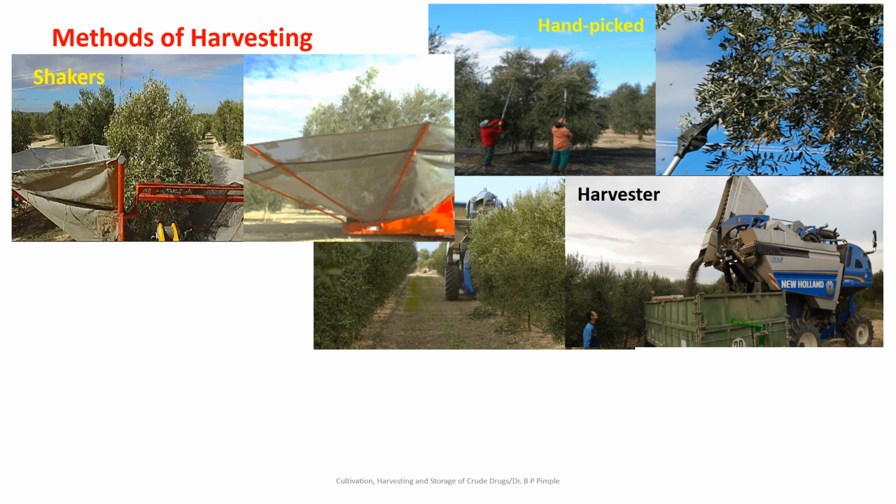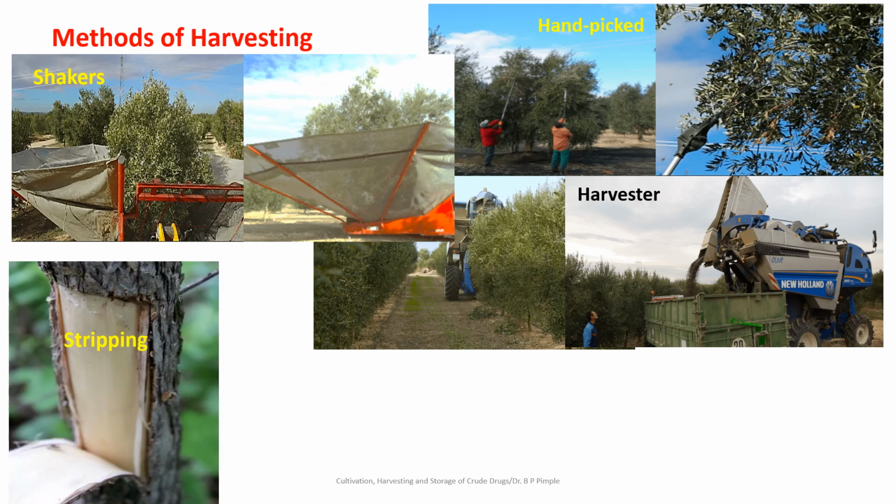As far as barks are concerned, the barks can also be harvested by various methods, like giving a simple incision, vertical incisions, two vertical incisions and a horizontal incision. The bark can be stripped off. The bark can be separated into small flakes or sometimes large strips. So this method of harvesting is called the stripping method.